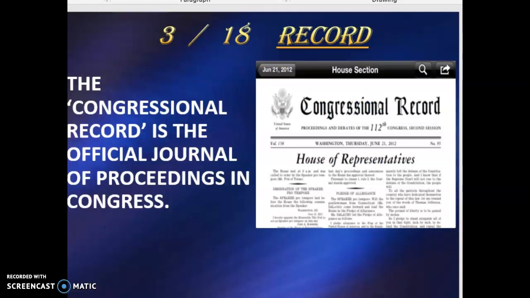Number 3, record, the Congressional Record. The Congressional Record is the official journal of proceedings in Congress. All decisions, all arguments, all debates that happen in Congress are recorded into the Congressional Record.